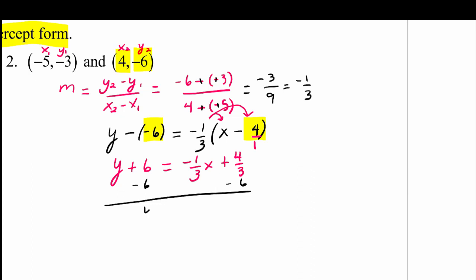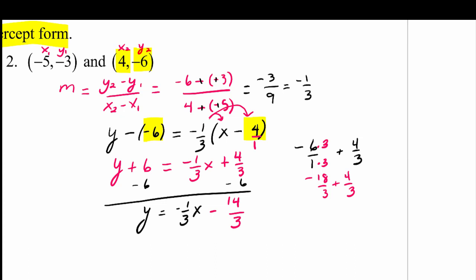So y equals negative 1/3 x. Okay, let's do this subtraction here. If you're doing it by hand, we have a negative 6/1 added to the 4/3, and we're going to need that common denominator, which will be 3. Okay, so then it's negative 18/3 plus 4/3, and then keep the denominator of 3, and negative 18 plus 4 is a negative 14. So negative 14/3, and you do not have to change that improper fraction to a mixed number.